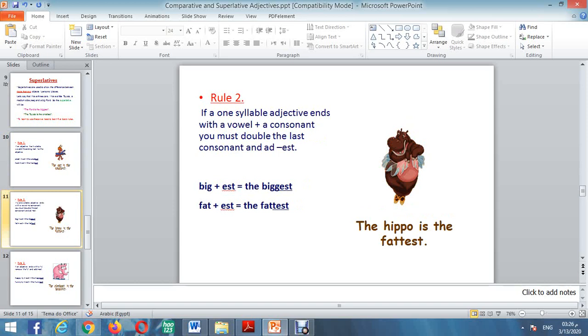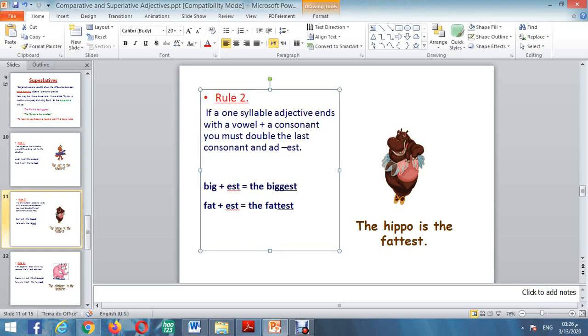If a 1 syllable adjective ends with a vowel plus consonant, as we said before, like big, fat, thin, and so on, we double the last letter, the consonant, before adding est. So big will be the biggest, double G-E-S-T. Fat, A is a vowel, T is a consonant, so it will be the fattest. What would we do? Yes, double T-E-S-T.